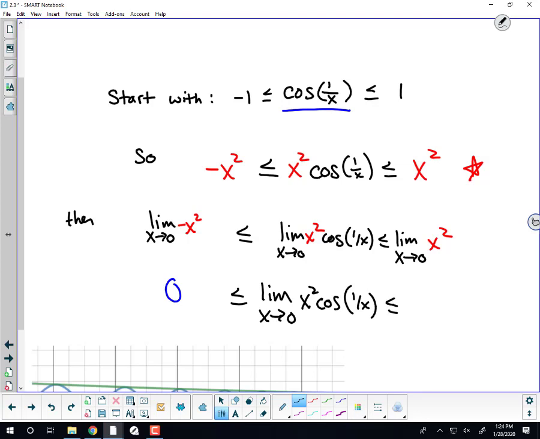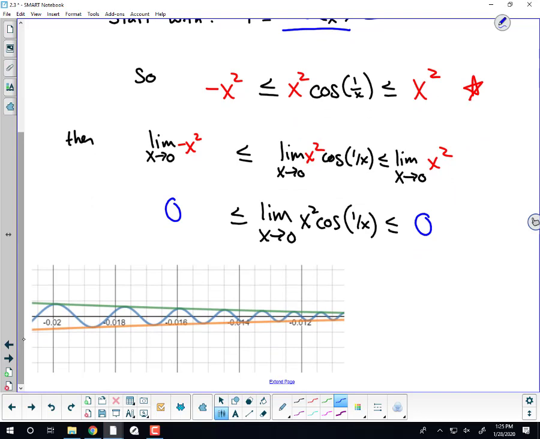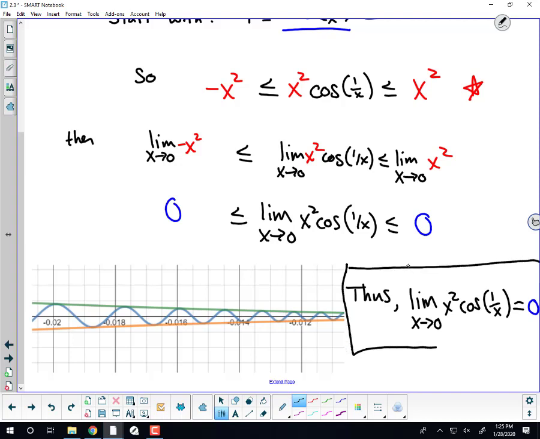Is less than or equal to, again, the limit as x approaches 0 on the function x squared, which is also 0. So what is the limit of x squared cosine 1 over x as x goes to 0? What does it have to be? 0. It has to be 0. That's our conclusion for that limit.